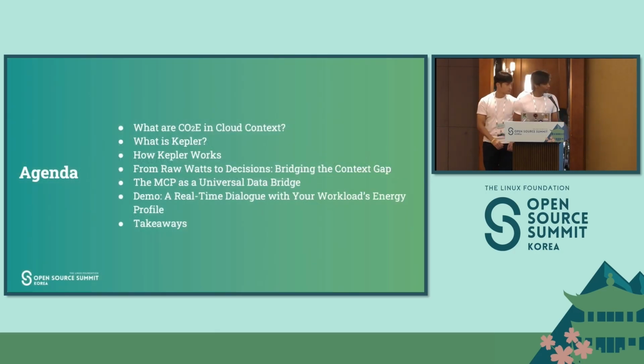Here's a quick roadmap of what we'll cover today. We'll first start with carbon emissions in the cloud context, then what Kepler is and how Kepler works, just the basic stuff. Then once we get the numbers from Kepler, it doesn't fulfill what we need. So we need some kind of context added to those numbers, and we'll see how MCP bridges that gap. At the end, we'll have an interesting demo and quick takeaways. I'll be focusing on the boring theoretical part, and Marco will be focusing on the interesting demo part.